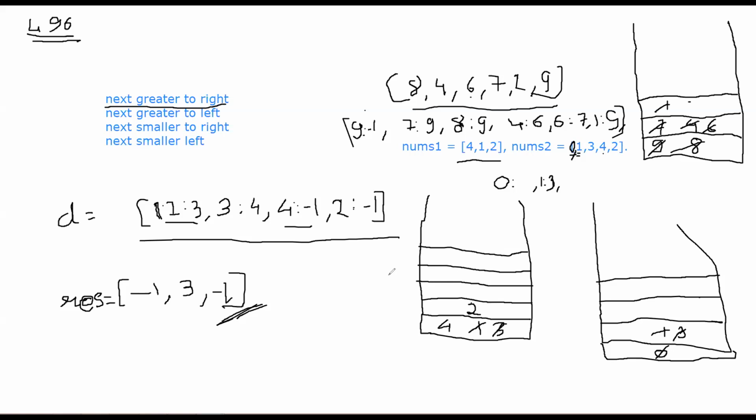I think we have to ask the interviewer: if the value is equal, should we return it? No. It's clearly mentioned that we should return only the next greater. So for equal values also, I think we'll keep on appending to the stack. So if it's 8, 8, 8, 8, 8, 8, 8 completely, then I think the answer should be -1 for all, because there's no greater. The question doesn't mention equal, but we can ask the interviewer whether they are looking for equal also.